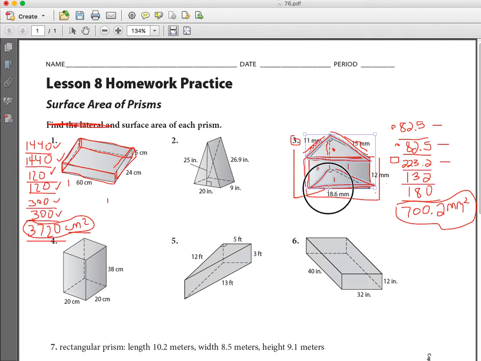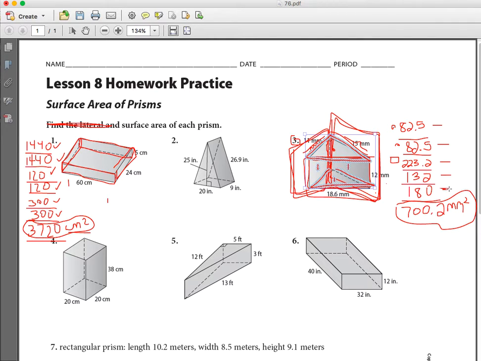On this back side here, I have this rectangle, and it is 11 by 12. 11 times 12 is 132. And then lastly, I have this rectangle on the side, which is 15 by 12, and 15 times 12 is 180.